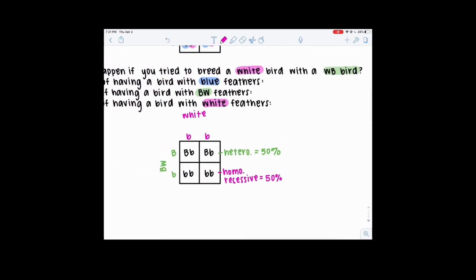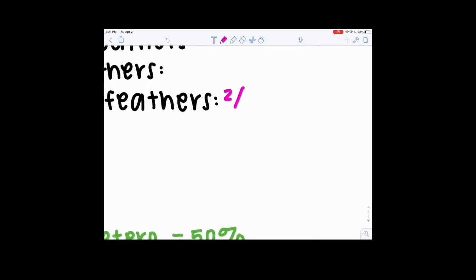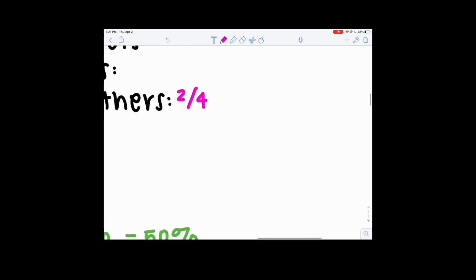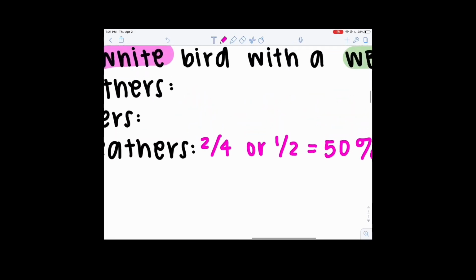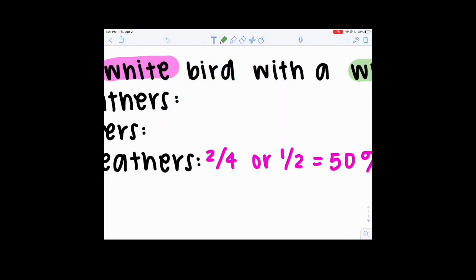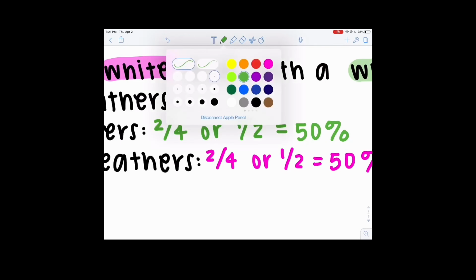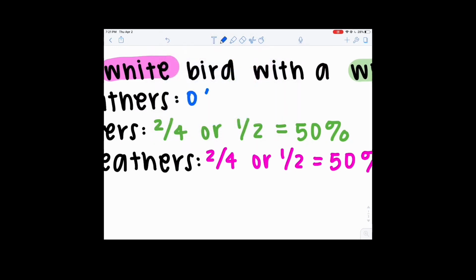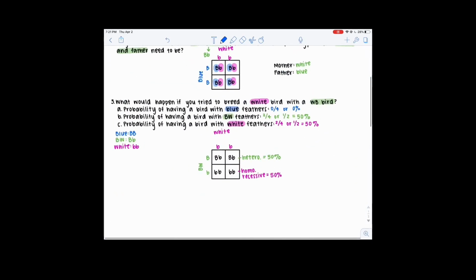So the question asked how many would have white feathers, and we know that there are 50% of them that will have white feathers. The other question asks how many would have BW feathers, and we know that also 50% of them will have BW feathers. And the last question asks how many would have blue feathers, and we know that none of them are homozygous dominant, so that means 0 out of 4, which is the same thing as 0%.